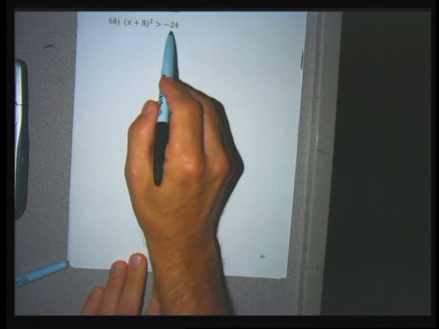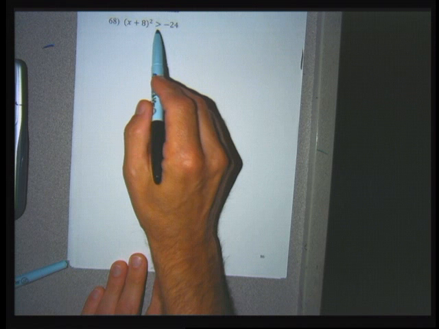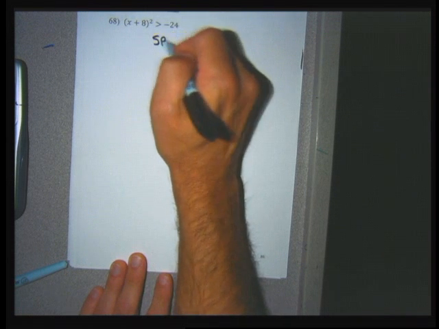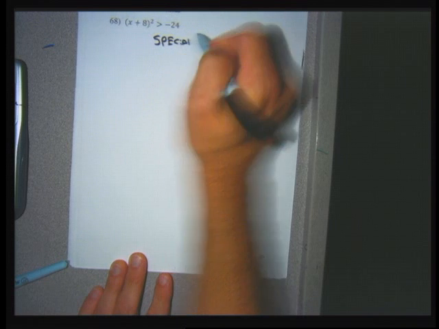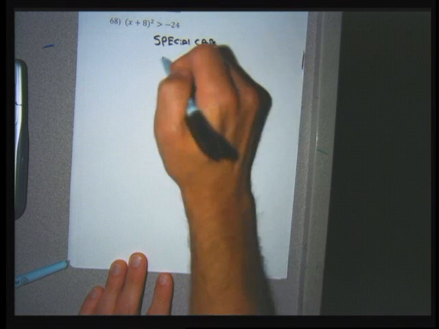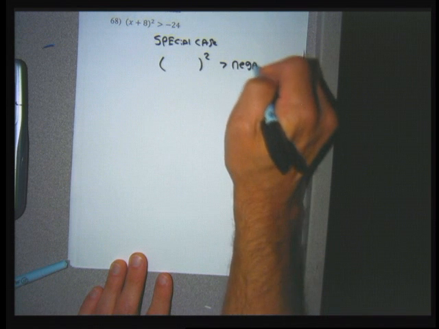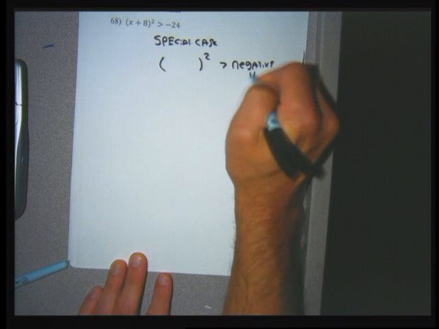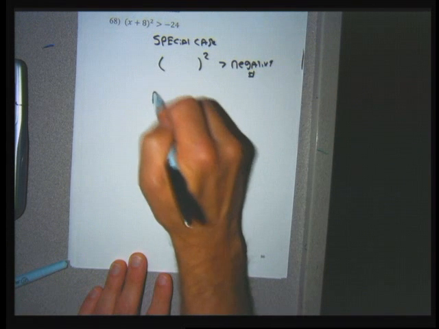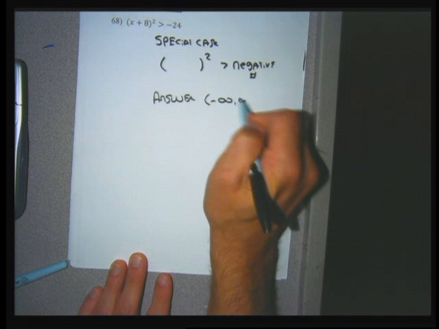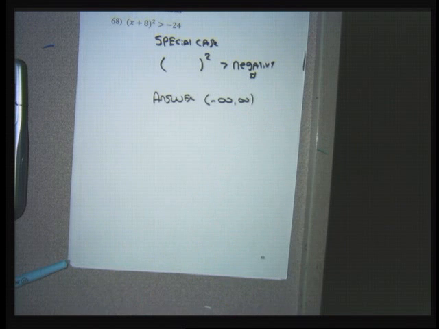Oh, 68 just kind of snuck up on me. That's a special case because the left side is squared and the right side is a negative number. If it was a less than between these two, I'd say it's no solution. But because it's a greater than, it's every number. In special cases with greater thans, the answer is negative infinity to positive infinity. Special cases with a less than, the answer is no solution.